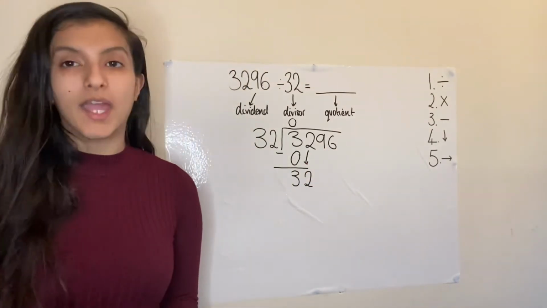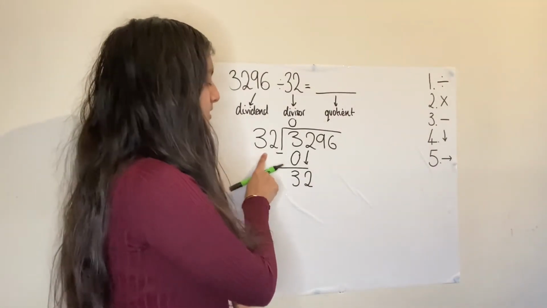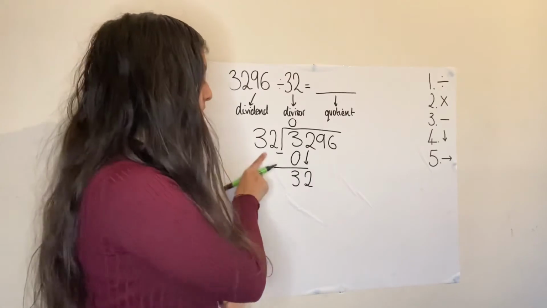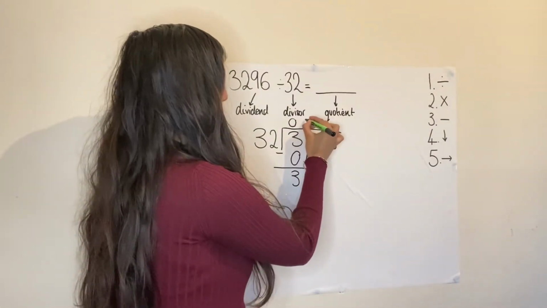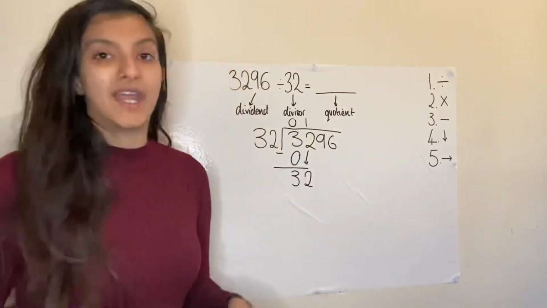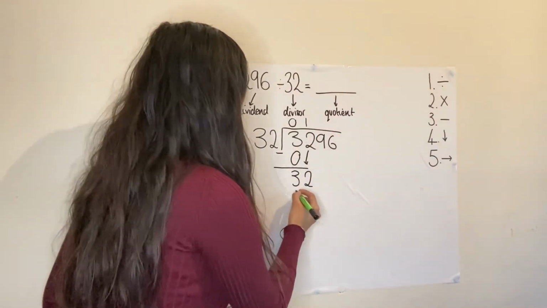Step number 5 is to go all over again. So now I need to see how many times does 32 go into 32. So 32 goes into 32 once. So I'm going to write down 1 over here. Now I need to multiply. So 32 times 1 is 32.